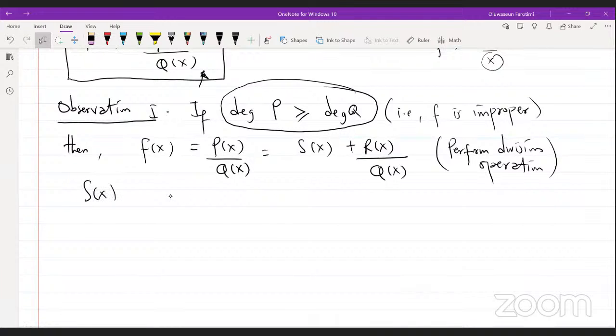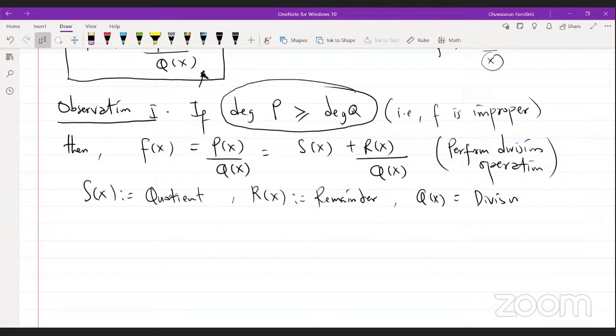So S of x is actually what we call the quotient. R of x is what I call the remainder. And then Q of x is what we call the divisor, right? Then P of x we call the dividend. Okay, so I'll give you an example, guys.